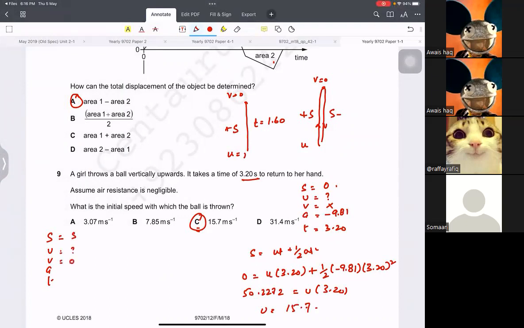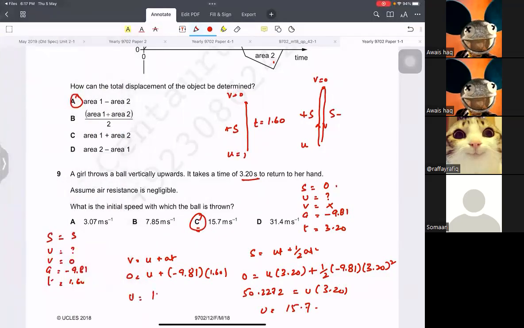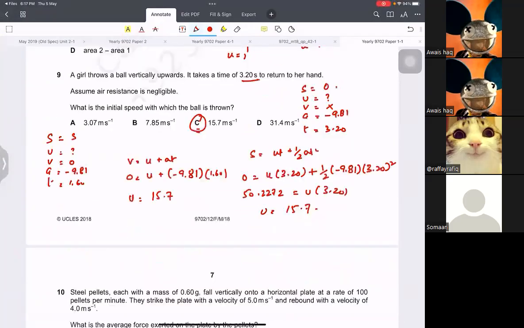Not known, 0 minus 9.81 and 1.60. Now we can just use U plus at. 0, U minus 9.81 and 1.60. Let's try. This is much simpler. 9.81 times 1.60, and it comes out to be the same. So both methods are perfectly okay.